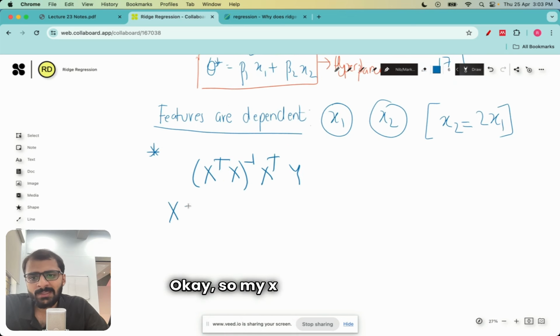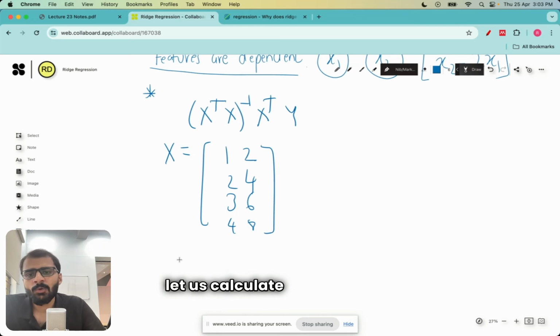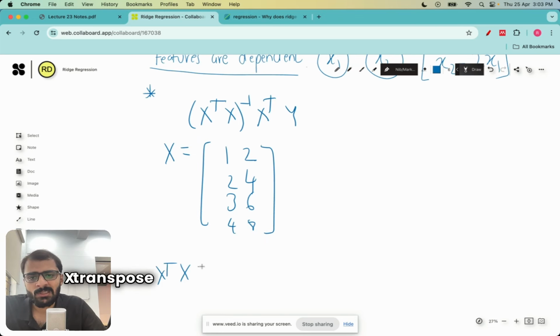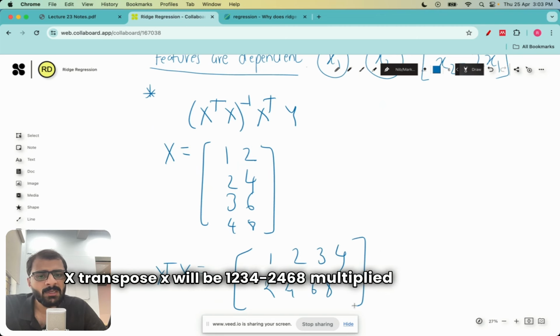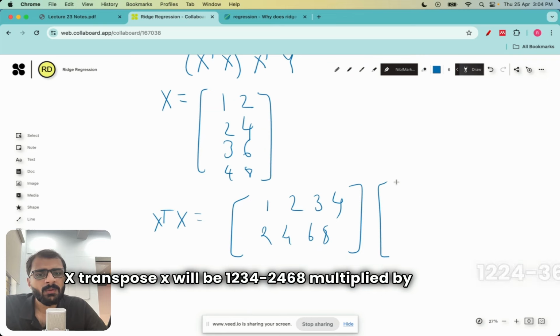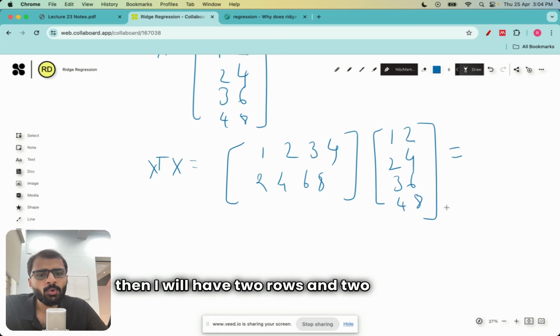Okay, so my x is 1, 2, 2, 4, 3, 6, 4, 8. So let us calculate x transpose x. X transpose x will be 1, 2, 3, 4, 2, 4, 6, 8 multiplied by 1, 2, 2, 4, 3, 6, 4, 8. So then I will have two rows and two columns.